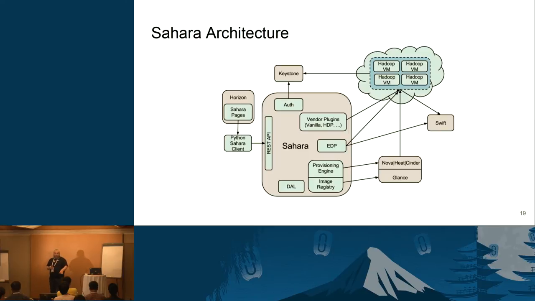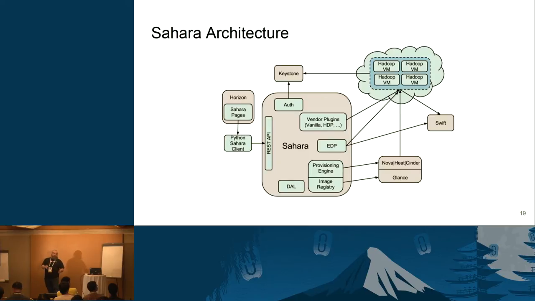And then you also see on the bottom right there we have the provisioning engine and the image registry and a data abstraction layer, which is really an internal component of Sahara. The provisioning engine and the image registry will talk to Heat and Cinder and Glance to automatically provision whatever cluster you've asked for, or to pull images from Glance to associate with a cluster.